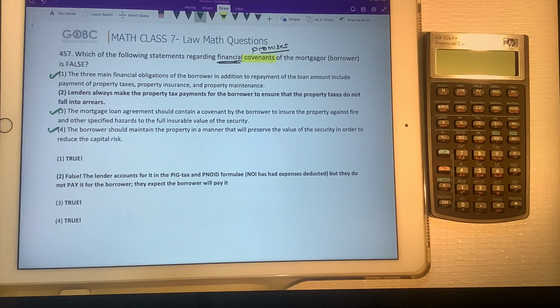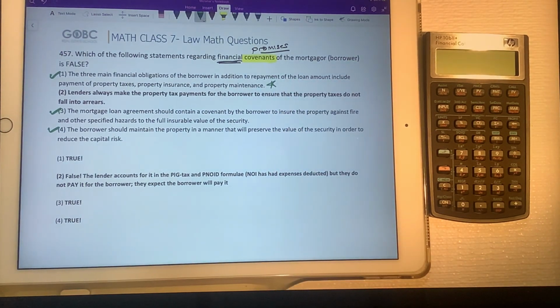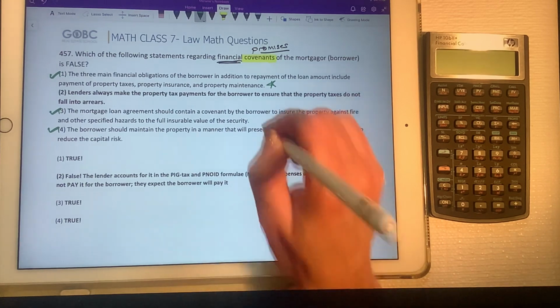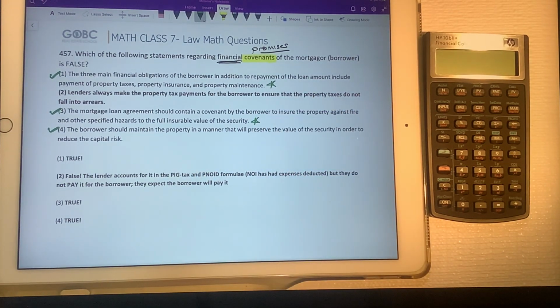So 3 main financial obligations of the borrower, in addition to repaying the loan, include the property taxes, the property insurance, and property maintenance. So these are general clauses that you'll find in pretty much every mortgage contract, that the lender will make you say that you promise to pay and do all of these things. Number 3 says the mortgage loan agreement should contain a covenant by the borrower to insure the property against fire and other specified hazards to the full insurable value of the security. So yes, a lot of times the lender will require that you have specific insurance for the property.